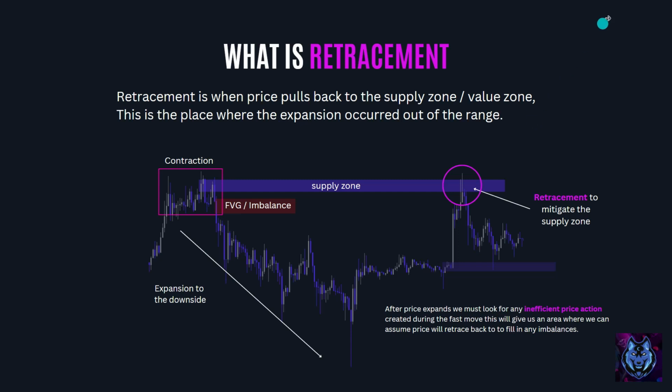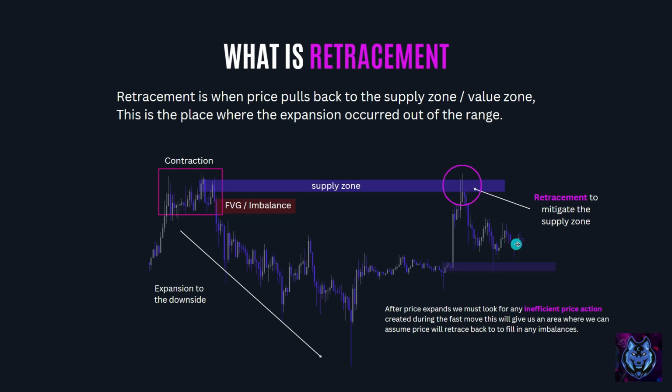What is retracement? Retracement is when price pulls back to a supply zone or value zone. This is the place where the expansion occurred out of the range. So here we go. We've got this ranging consolidation, contraction zone happening over here. Then we have this expansion out of the zone to the downside. We also have this liquidity forming here, price to retrace back up to the supply zone. It takes out these fair value gaps and imbalances over here, taps in and mitigates this zone. You can see these massive rejections to the upside, and then carries on with the trend.